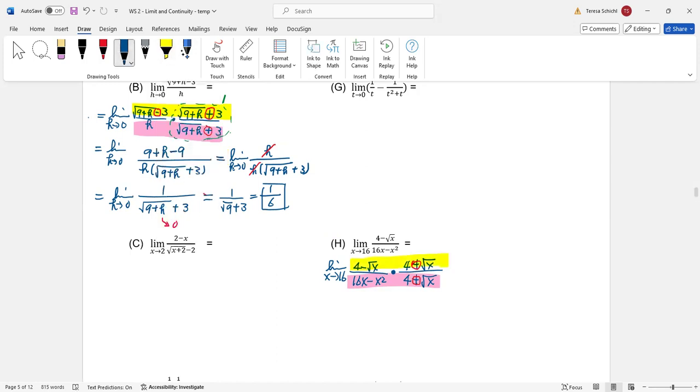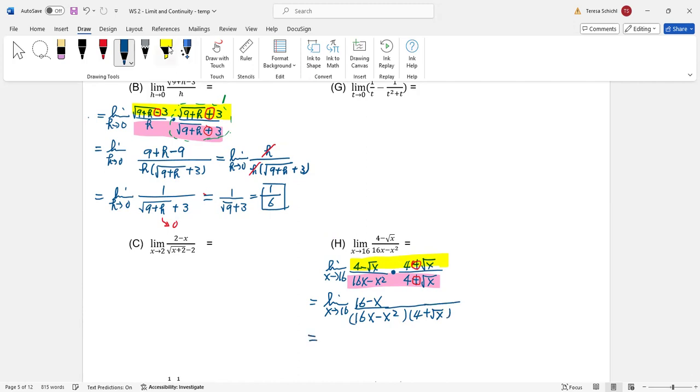Okay, so now the numerator will be what? The a minus b times a plus b. So it's a squared, which is 16, minus b squared, the square root of x squared, so it's 16 minus x. And then you have 16x minus x squared in the denominator, and you just multiply by 4 plus the square root of x. Don't try to simplify it. Just leave it like this, right?